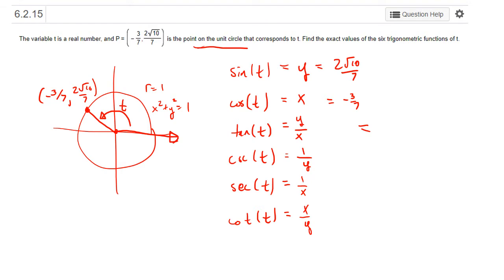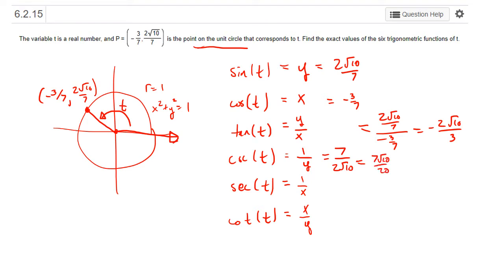So for example, our tangent is y over x, 2 root 10 over 7 over negative 3/7. I can cancel my common denominator of 7 for negative 2 root 10 over 3. My cosecant is 1 over y, so I just need to reciprocate. Instead of 2 root 10 over 7, it's 7 over 2 root 10. And if you are particularly averse to having radicals in the denominator, if I multiply top and bottom by root 10, we get 7 root 10 over 20.